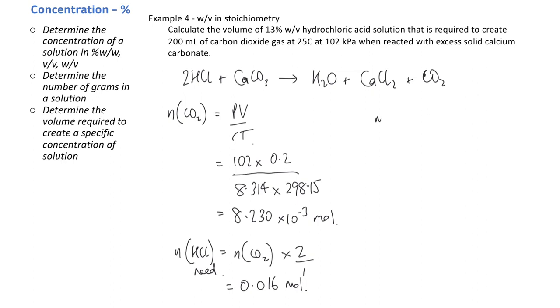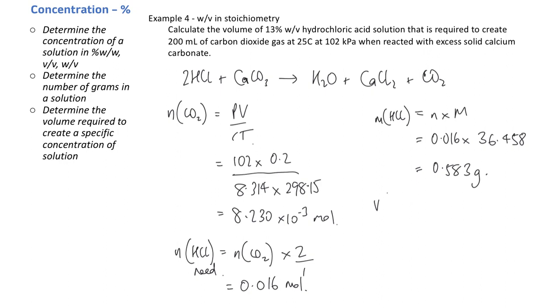So let's work out the mass of that. The mass of that HCl, so that's going to be n times M, which happens to be 0.016 times the molar mass of hydrochloric acid, which is 36.458 times that moles, which is 0.583 grams. Okay, and then I'm going to work out the volume.